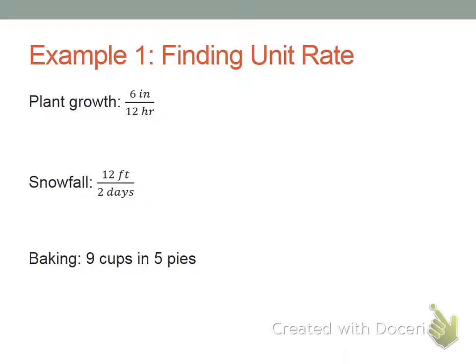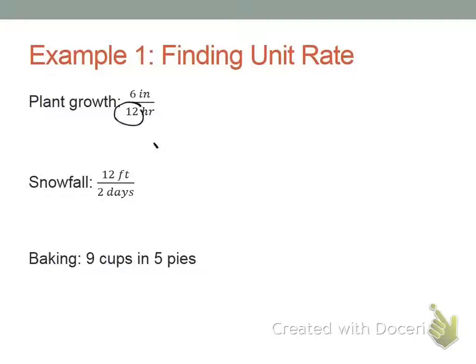All right, so look at example 1. This is Unit Rate Basics 101 right here, okay? We've got several different types of examples. In the first one, it says a plant can grow 6 inches in 12 hours. It's like a mega plant because that does not happen, but I didn't say it's realistic. That's just what we're dealing with. So 6 inches in 12 hours.